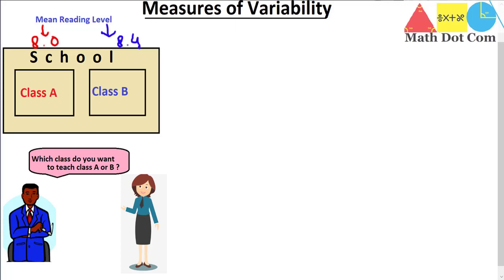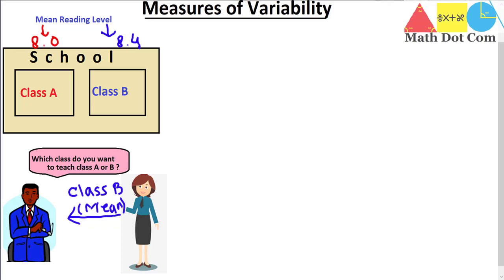So the teacher will reply to the principal with the option of class B if she makes her decision on the basis of mean. But the principal forgot to tell her one important thing. He did not tell her the spread of the scores, or the reading levels of the students in class B. Now what does it mean?